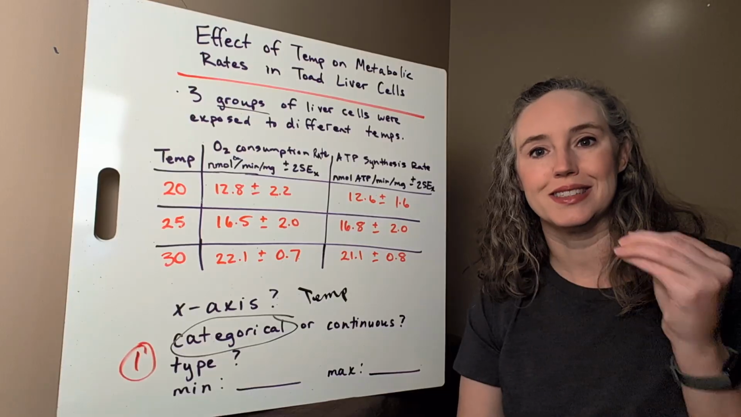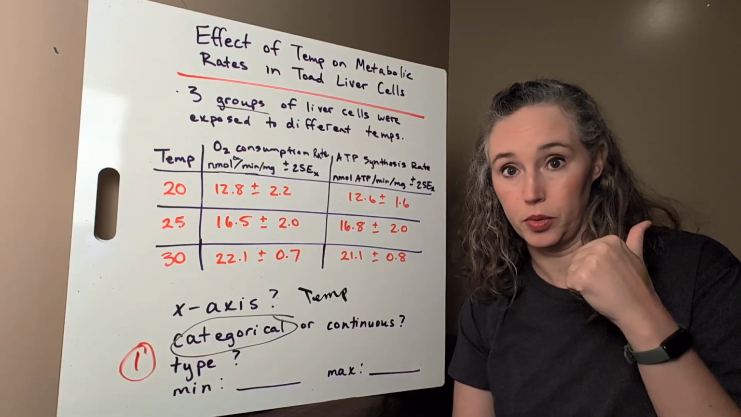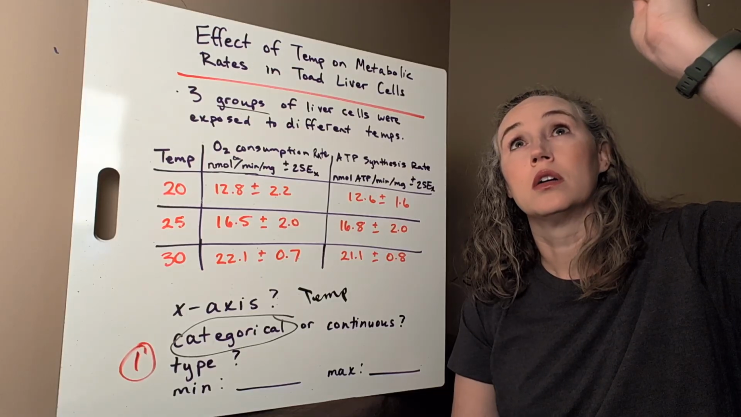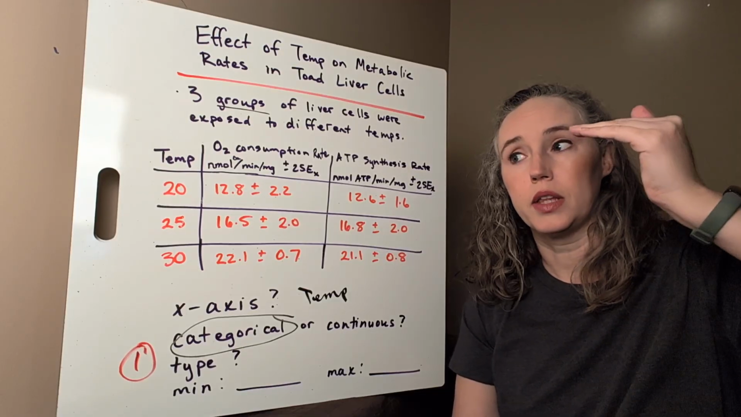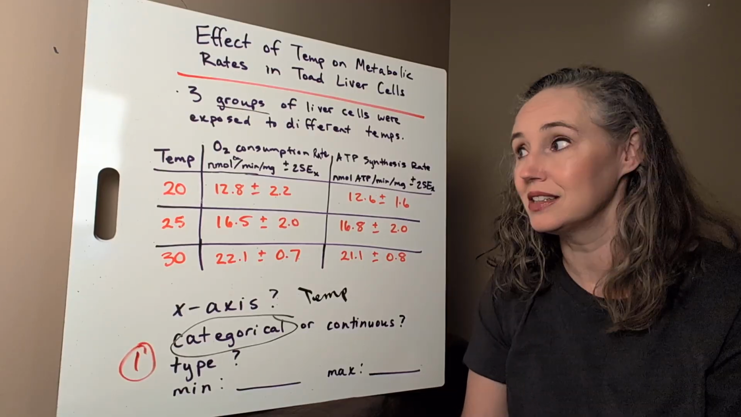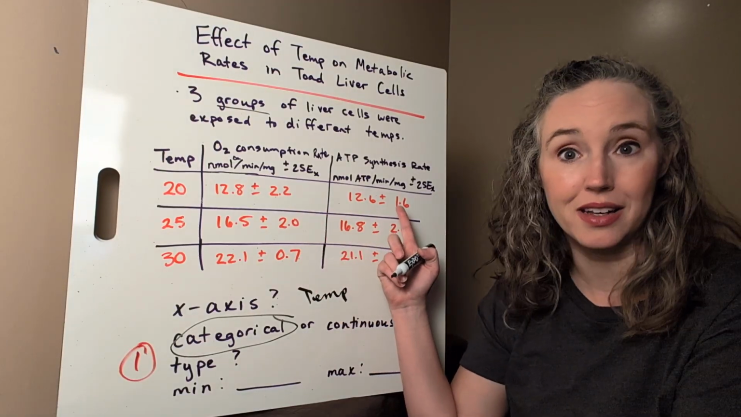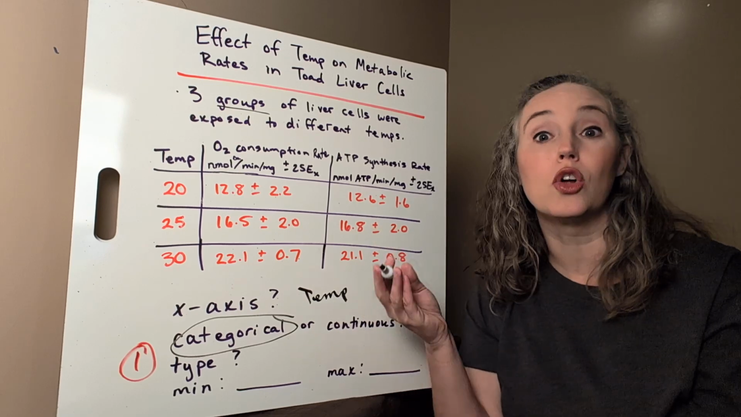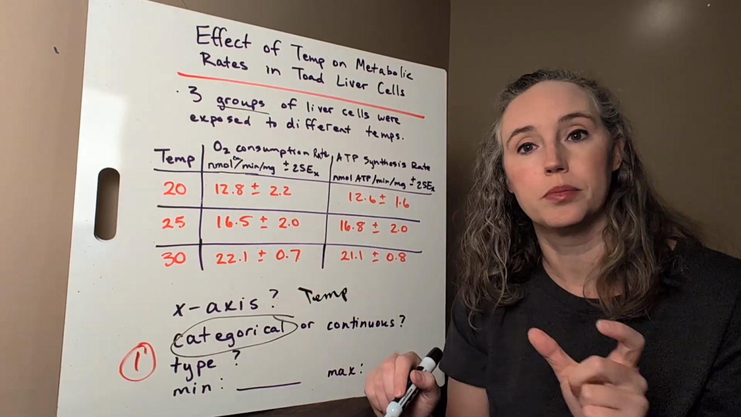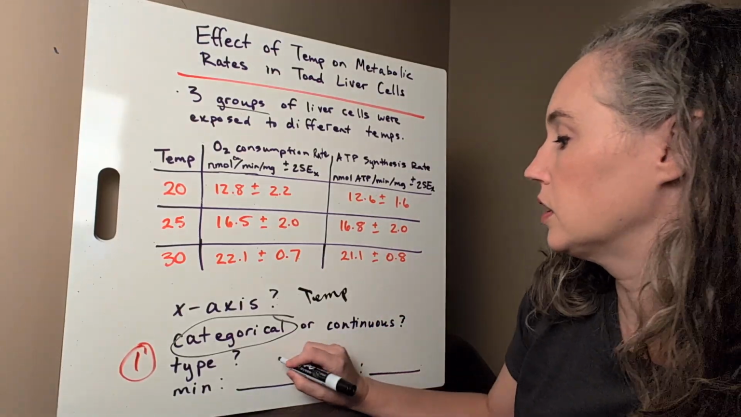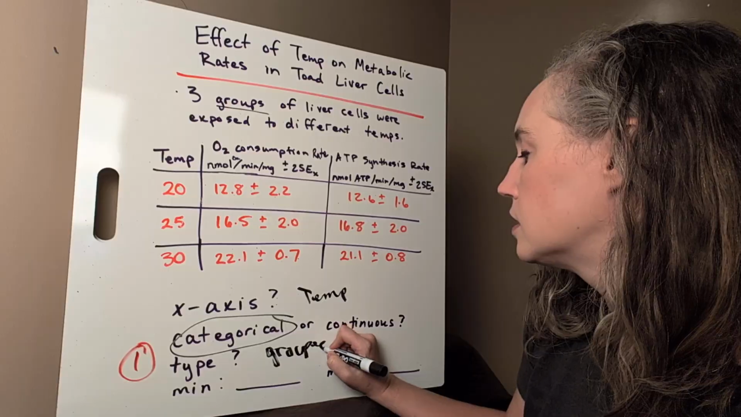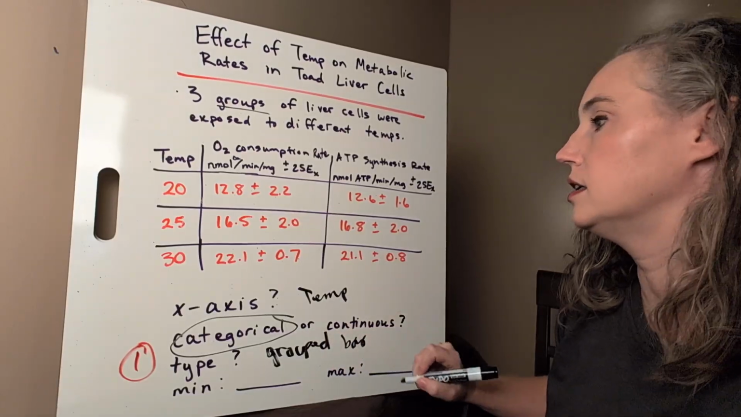Okay, now which type? Let's think back to our previous slides. So we've got our list of things. If it's categorical, we're most likely going to do a bar graph. But we have two sets of data here. So we're going to need to do what's called a grouped bar graph, where you're going to have 2 bars per group. So grouped bar graph, because we've got 2 sets of data.